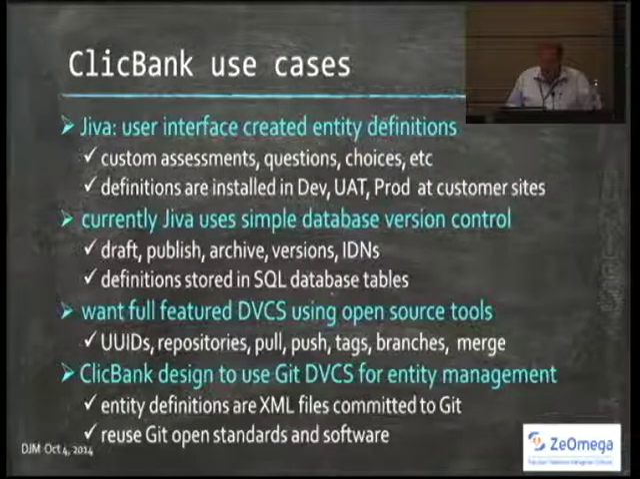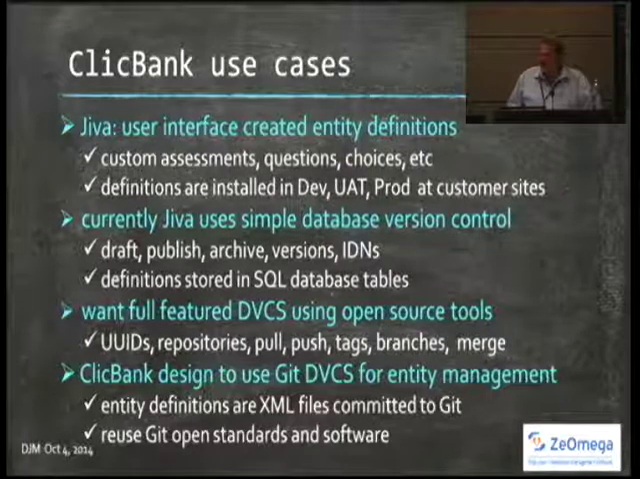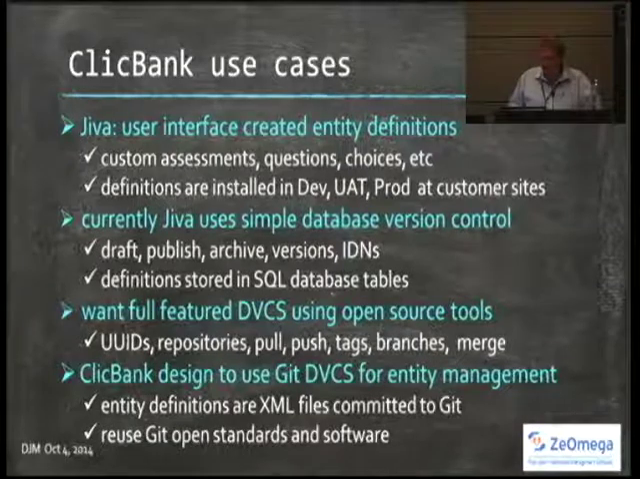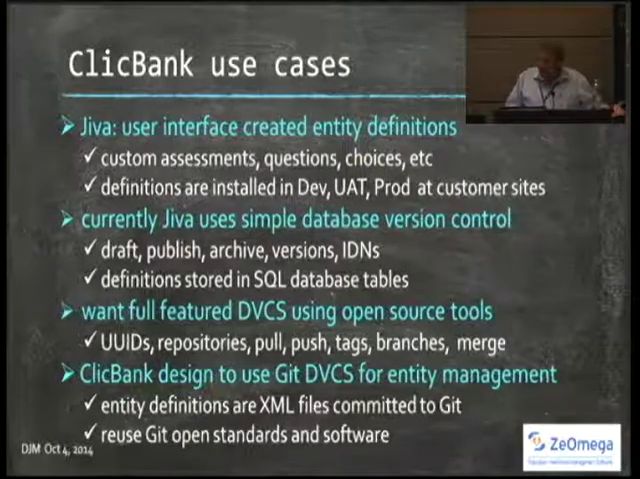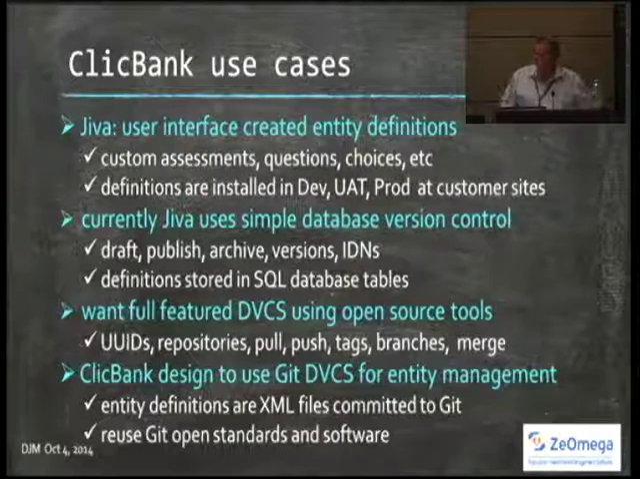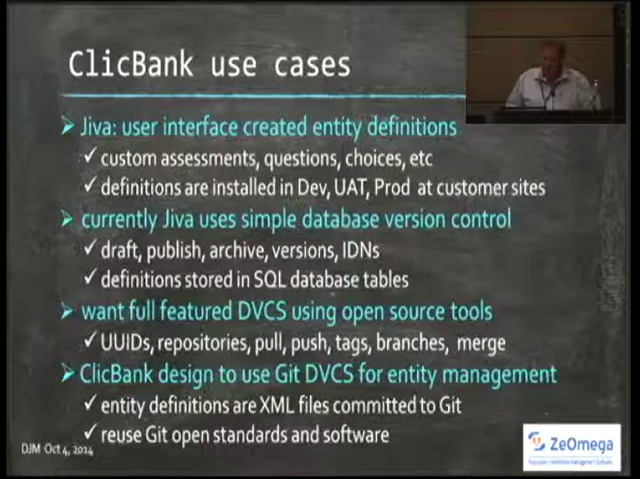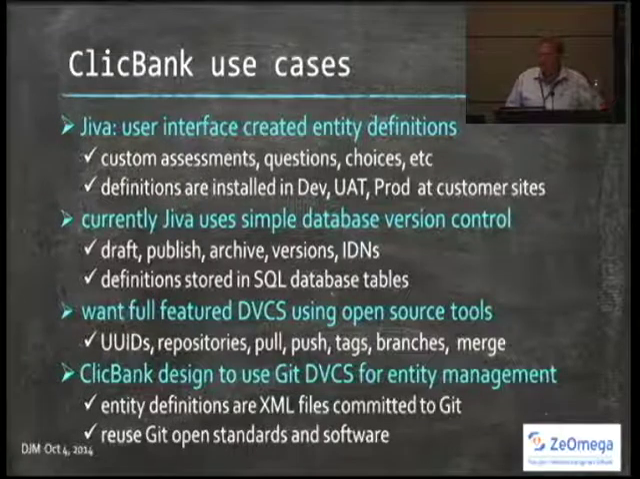So what we want is a distributed version control system with unique IDs, UUIDs, and all the other features you would expect for distributed version control, like repositories, pull, push, tags, branches, and merge. So what we're going to do with ClicBank is use Git so that we don't have to rewrite all the software, all the merge software, all the pull requests, all that kind of stuff.